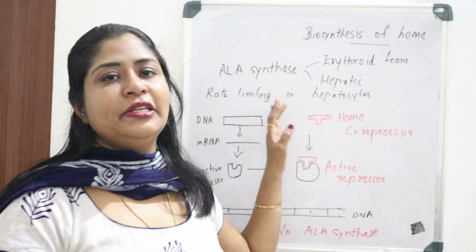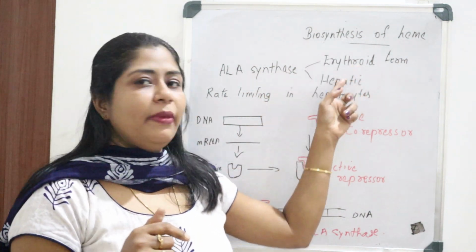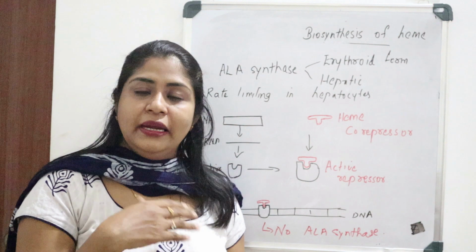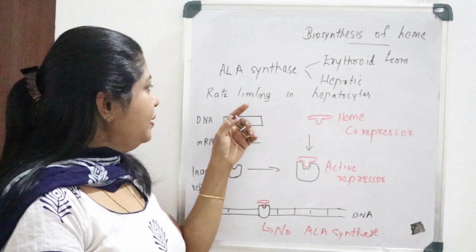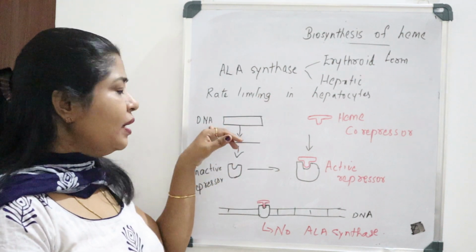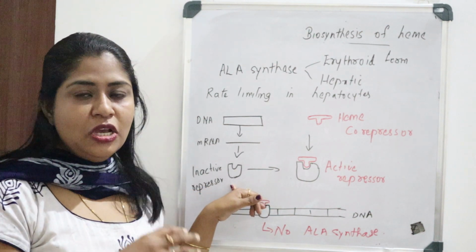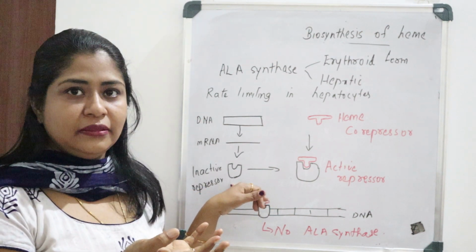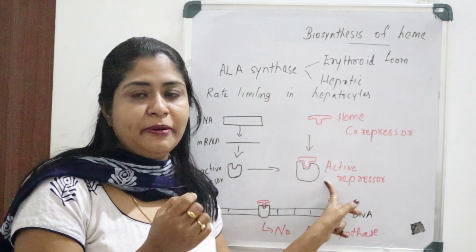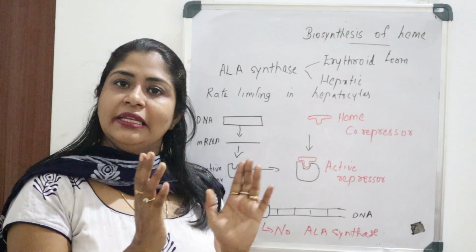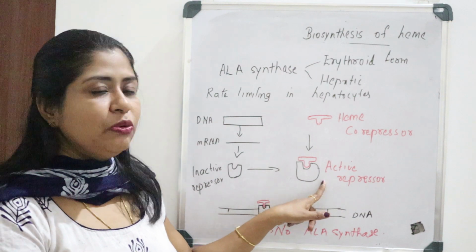Now we can move to this regulation of ALA synthase. That is, ALA synthase occurs in two forms, erythroid form and hepatic form. And the rate limiting enzyme is in the hepatocyte. So that hepatic form is the rate limiting enzyme. And here how it occurs means, see, DNA by transcription we produce mRNA, by translation produce the inactive repressor. So there is one protein, that is inactive repressor. If heme binds to this inactive repressor, it will become active repressor. So if there is sufficient heme, that heme will go and bind to the inactive repressor and it will form active repressor.